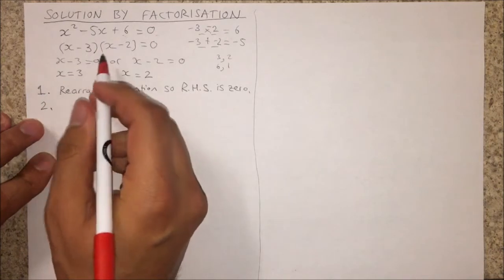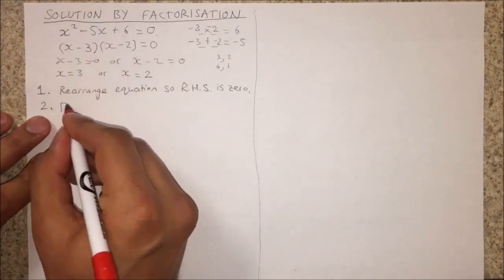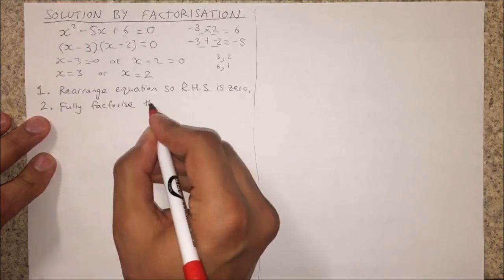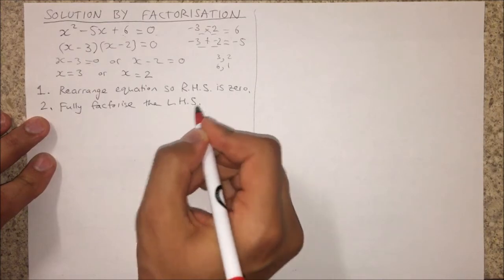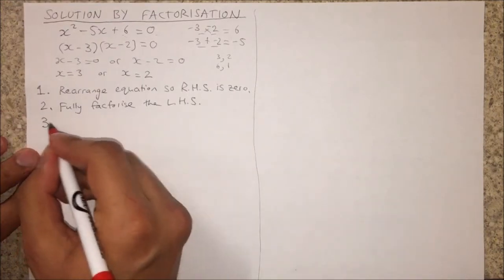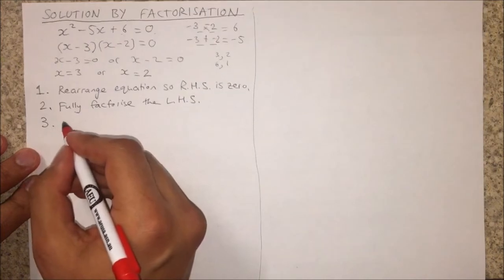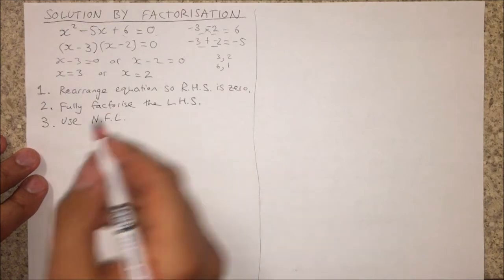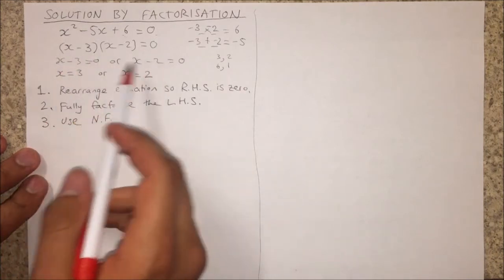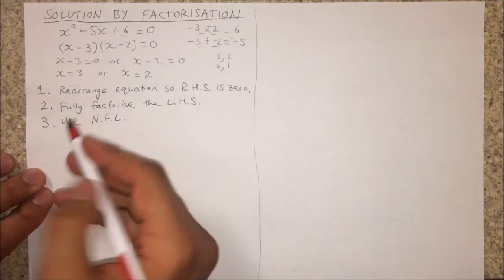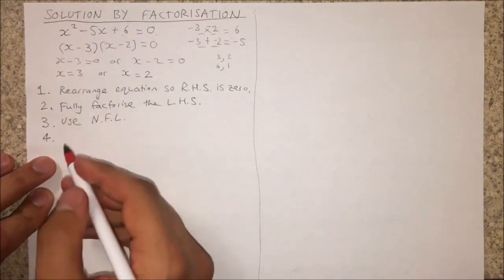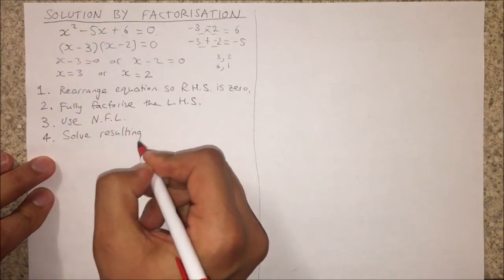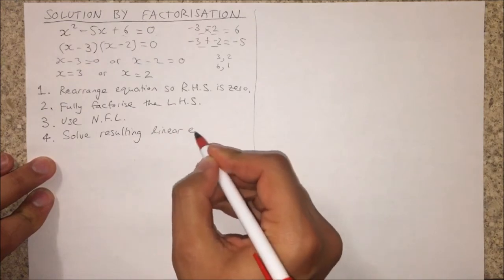Number two, our second step is to fully factorize the left hand side, LHS. Step 3, we're going to use null factor law to write it as two sets of equations. And then step 4, we're going to solve the resulting linear equations.